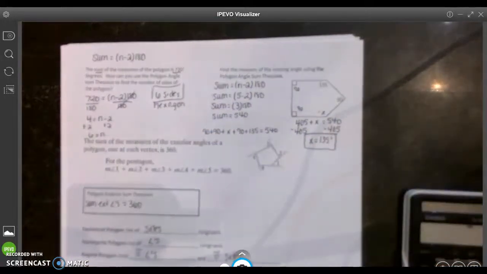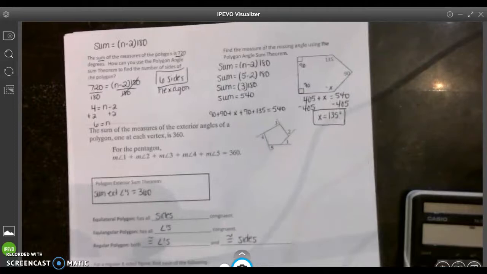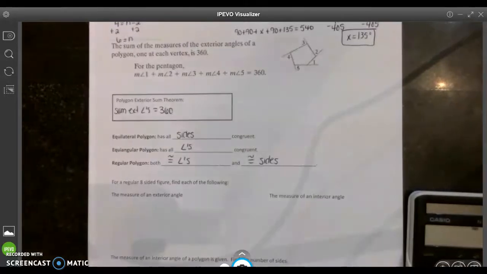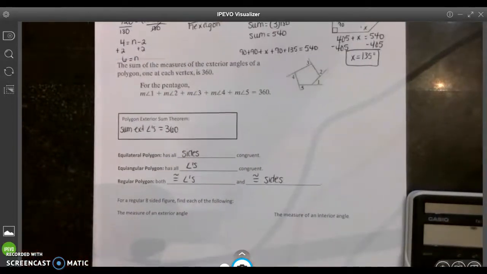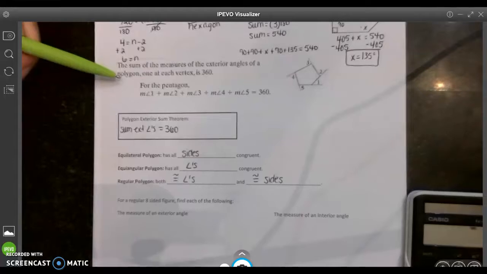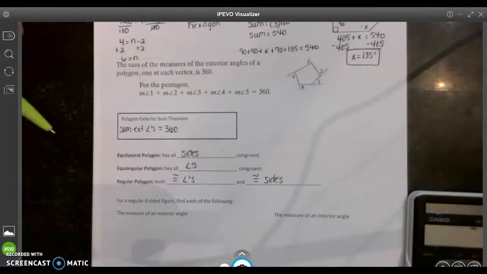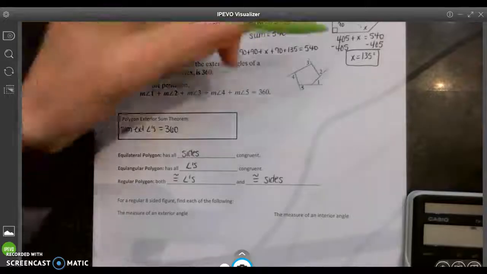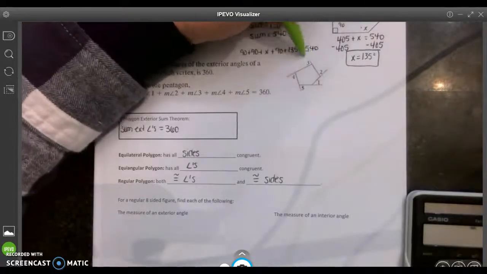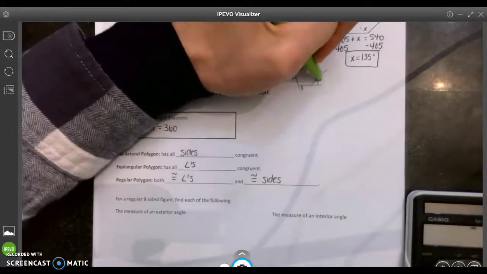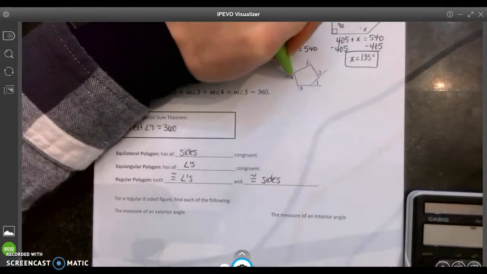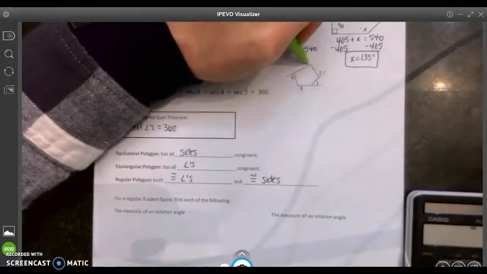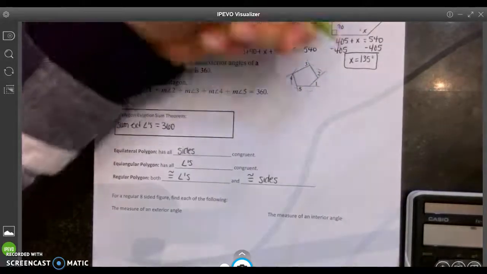So then we have one other formula that says the sum of the measures of the exterior angles of a polygon, one at each vertex, is 360 degrees. It doesn't matter how many exterior angles we have. Look at how we extended all those sides, and now we have an exterior angle here, here, here, and here, and here. And when those go around, they form a circle, so they're 360.